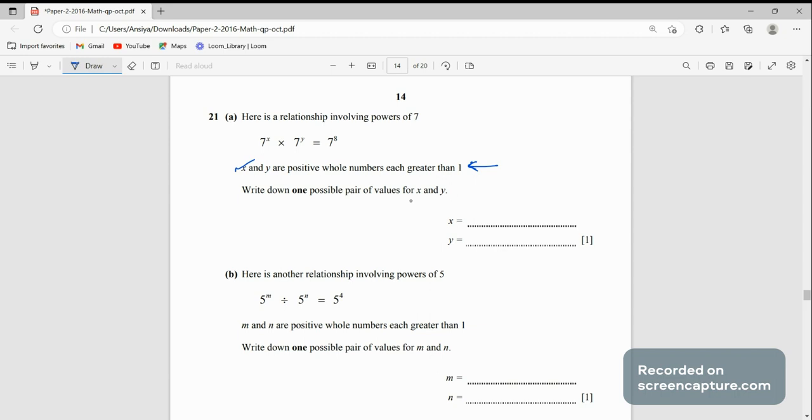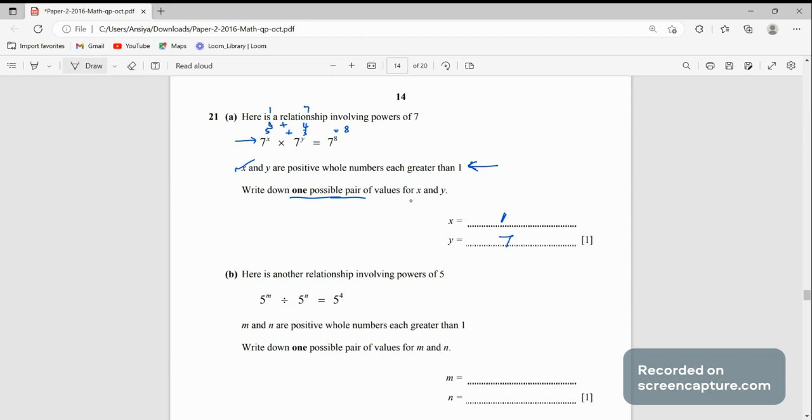Now, write down one possible pair of values for x and y. So in this equation, x and y can take so many values. You take any one possible pair. For example, I can say x is 5 and y is 3. That both together makes 8, right? Or I can say both are 4. Or we can say this is 1 and this is 7, right? We can say so many pairs. Write any one pair of answers. So I will write here, okay, x is 1 and y is 7. We can write any answer for this.